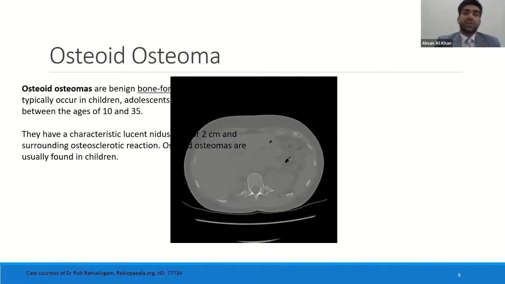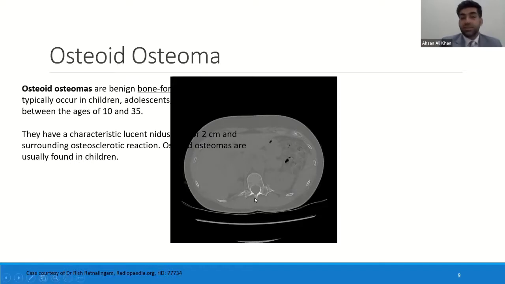Okay. Now the second primary bone tumor, the spine tumor, is osteoid osteoma. Osteoid osteomas are benign bone-forming tumors. They usually occur in children and adolescents. Here I'm showing you the CT because when you look at an MRI, you might be confused. Oh, maybe it's a tumor, it can be aggressive or something.